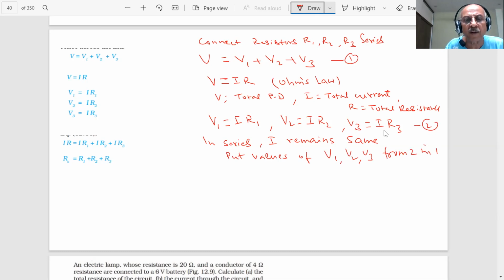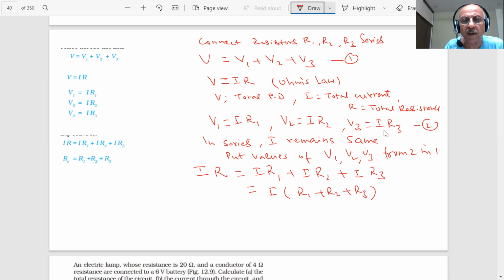What will I get? V is equal to I into R. V1 is equal to I into R1. V2 is equal to I into R2. V3 is equal to I into R3. I is common, so I into R1 plus R2 plus R3. So this, my V, is equal to I into R. This I and I will cancel. So what do we get? R is equal to R1 plus R2 plus R3. Is it clear?